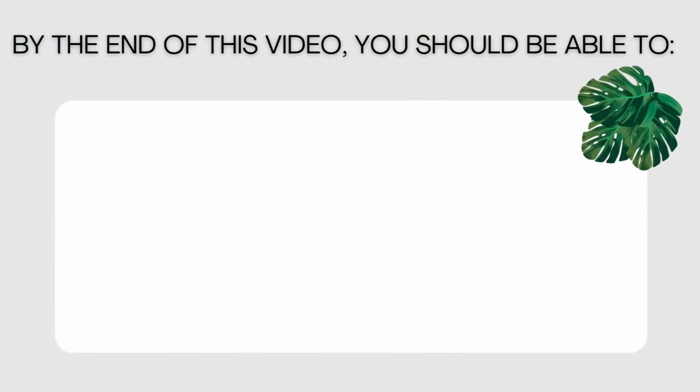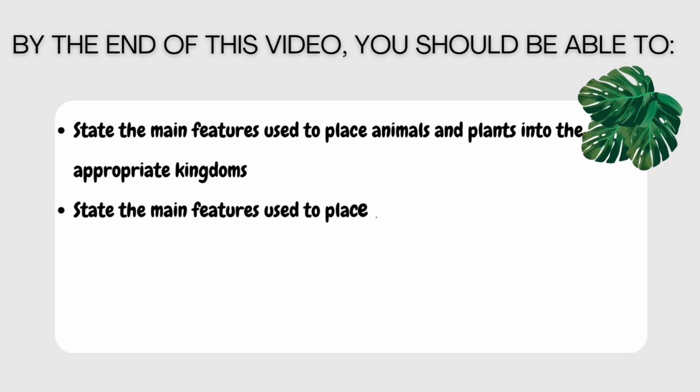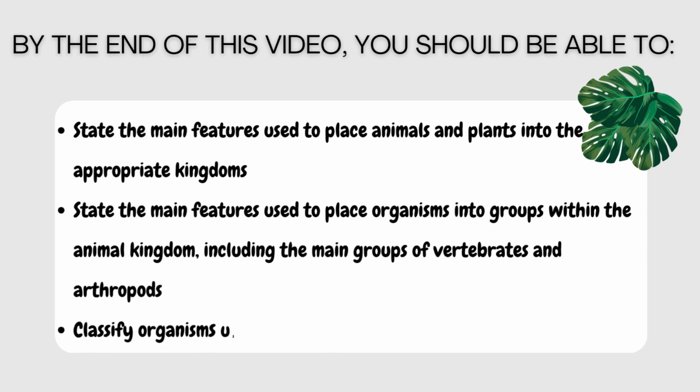By the end of this video, you should be able to state the main features used to place animals and plants into the appropriate kingdoms. State the main features used to place organisms into groups within the animal kingdom, including the main groups of vertebrates and arthropods. Classify organisms using these features.